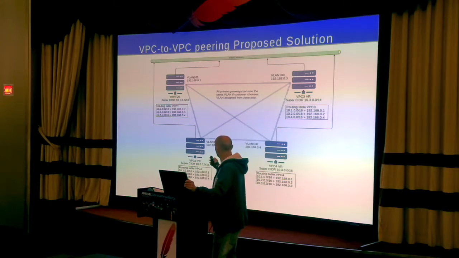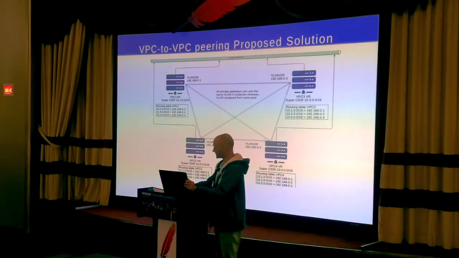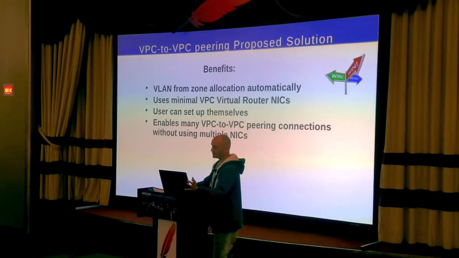And here's an example of how the routing table will look like. So, for example, if VPC 1 wants to talk to VPC 2 down here, it'll just find the correct interface and be routed there.